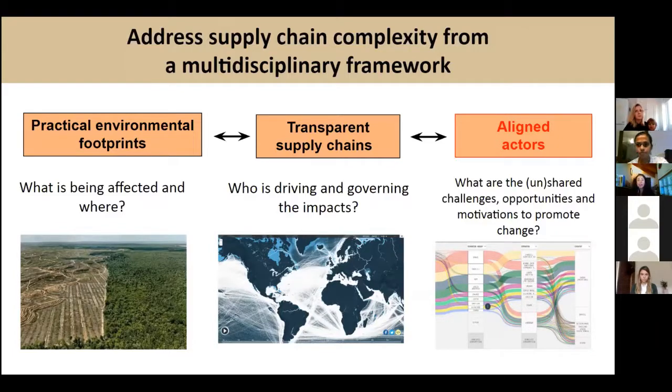And by aligned, I mean to understand what are the different challenges, opportunities and motivations behind these different key actors in order to change their practices and engage with sustainable initiatives. And this component is in red because that was led by another colleague of ours, and we will not be presenting that, but we're going to be presenting the other 2 components.